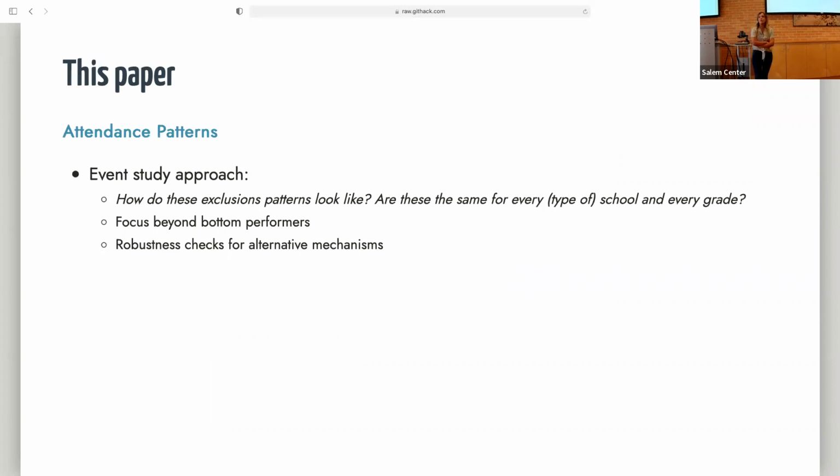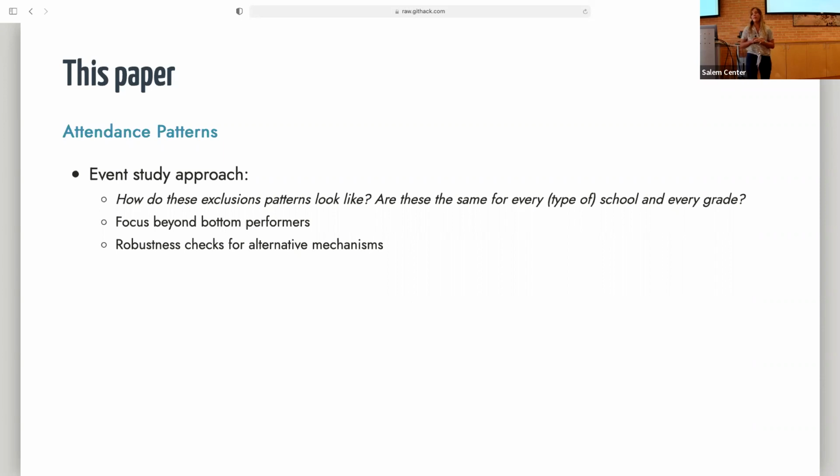So what I'm going to be talking about today in this paper actually has two parts. The first one is trying to show you the magnitude of the problem, review some of the attendance patterns, and show how we can causally identify how the actual testing affects attendance. And how do these exclusion patterns look at different points of the distribution, and do they affect all schools in the same way, or are different grades affected differently? So we're going to focus on the whole distribution and not only on the exclusion of bottom performers, which I think will show some interesting findings that haven't been described yet.